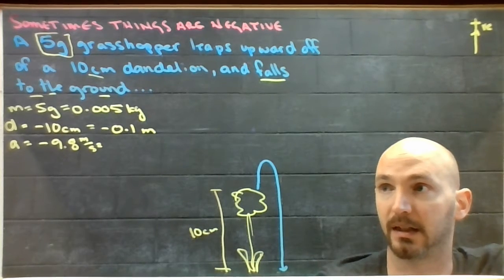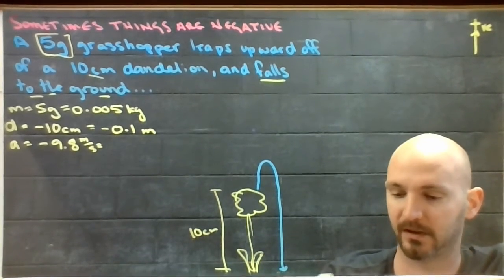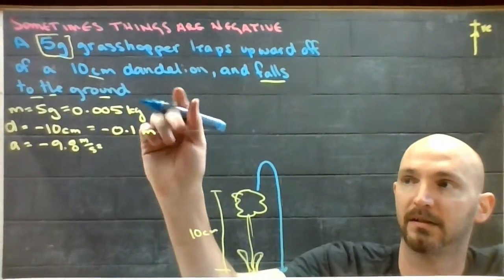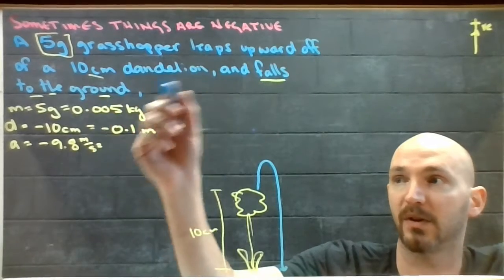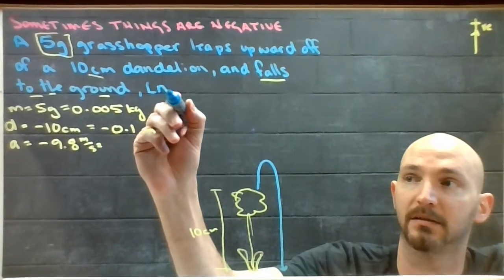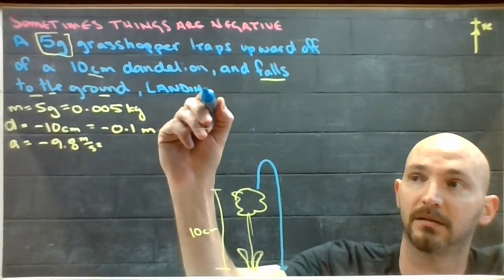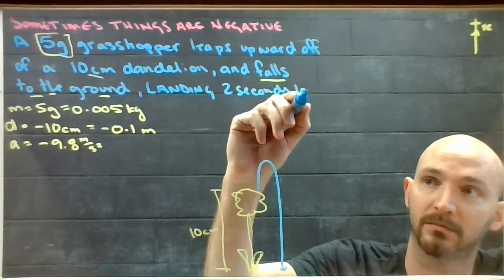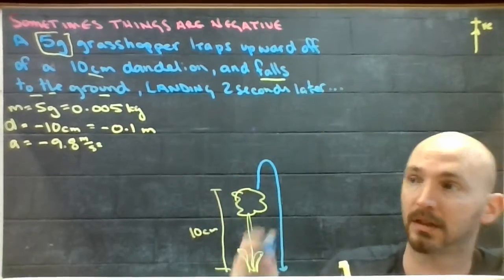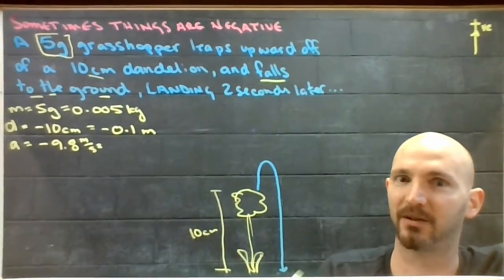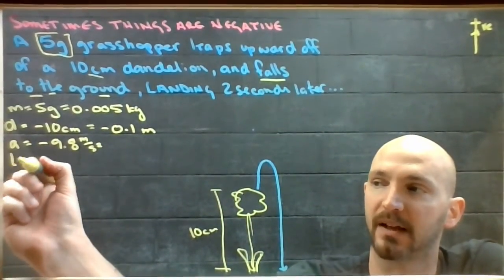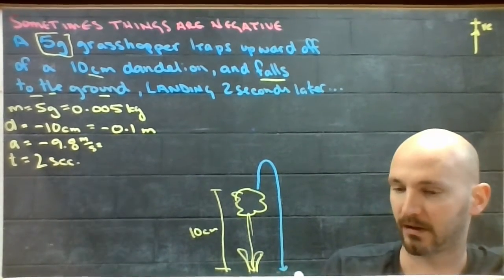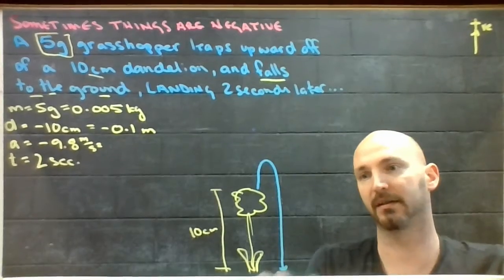and I need a time in there. So let's say the grasshopper leaps and falls to the ground, landing 2 seconds later. So I have a time now. Oops. Time of 2 seconds. So if I can get my cartoon off here.